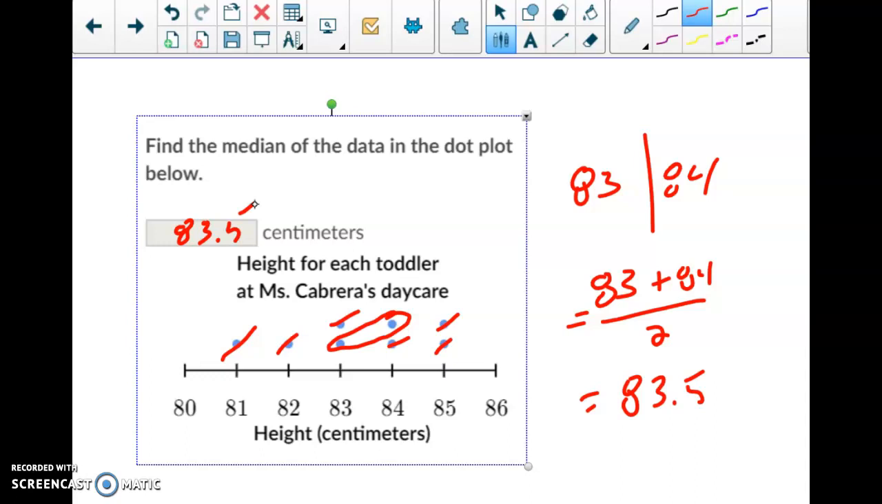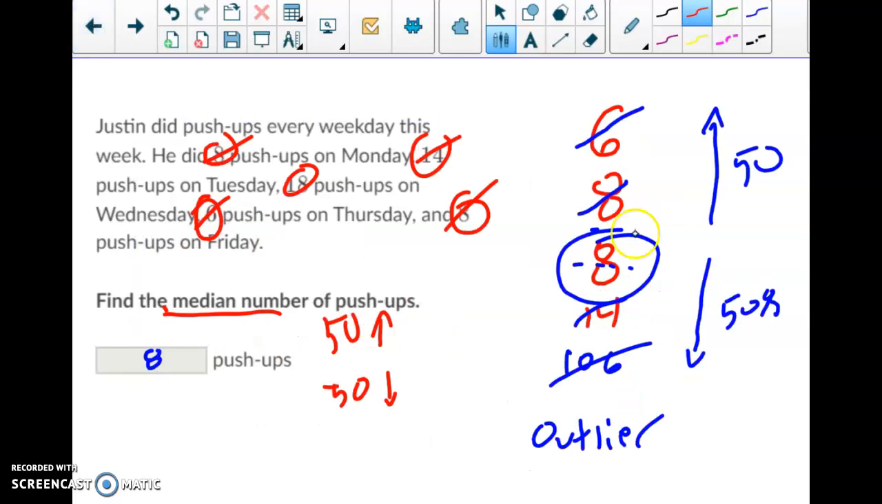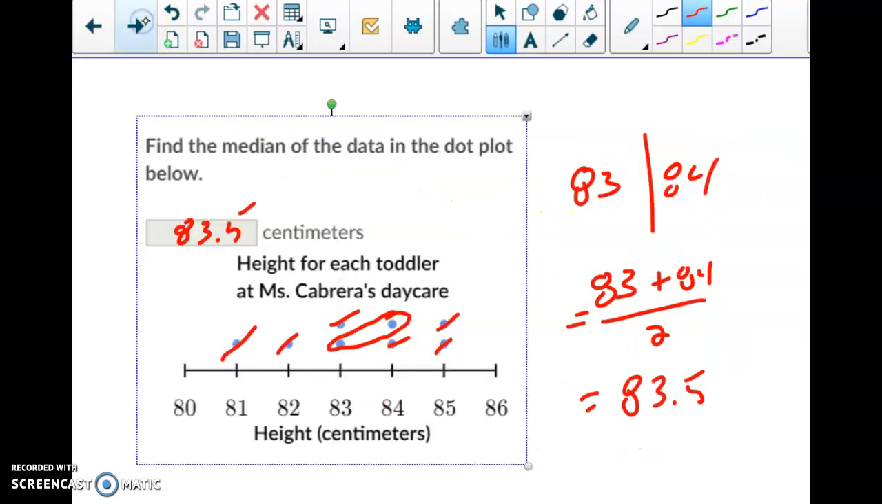All right, and that's what happens. So notice how these are different. In the first one, there was an odd number, so we just took that middle number. In this one, it was an even number, so we added those two values together and divided by 2. So 83.5 is right here, and see how there's 4 above and 4 below. That's what we want. All right, one last example.